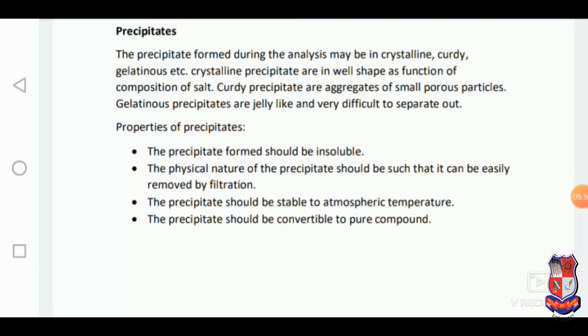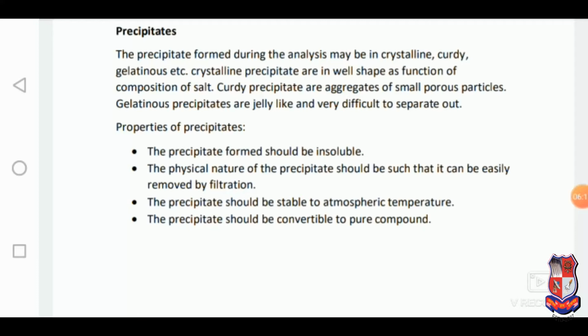So, what are the ideal conditions of precipitates? That is an important question which is frequently asked in the GTU examination. So, what are the ideal properties? The first one is that the precipitate formed should be insoluble. That is the most prime requirement. Whatever precipitate is formed in the reaction or analysis, it should be insoluble.